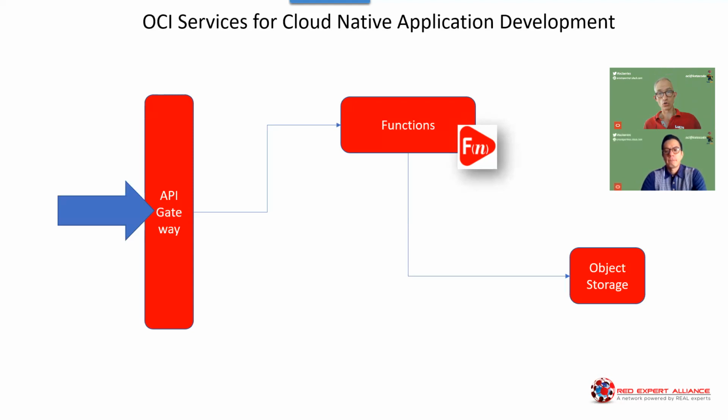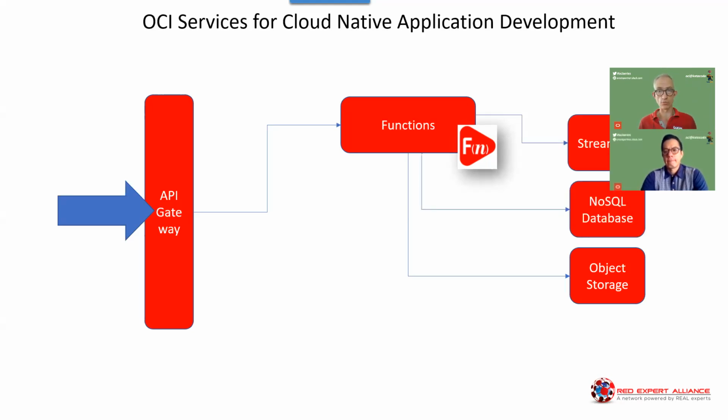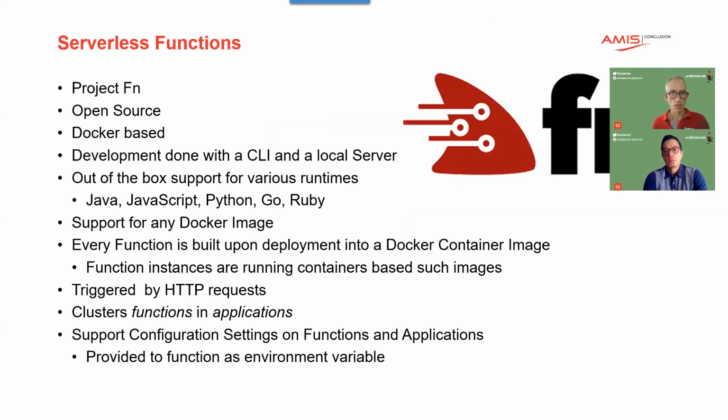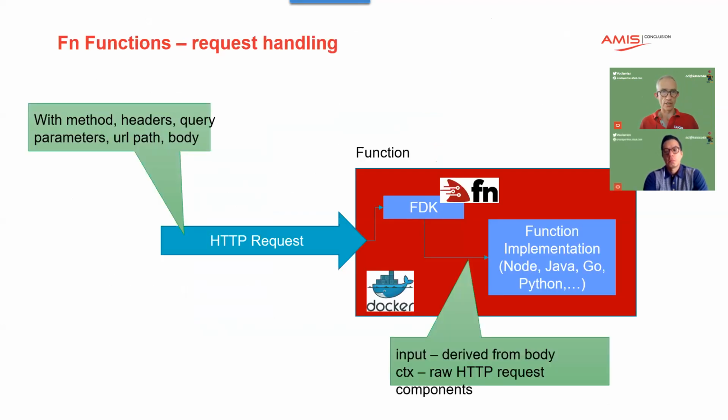Next week, we'll connect the functions to object storage, to the NoSQL database, and to streams, both to publish events and to consume events. So that part on the right side, that's for next week. Today, we focus on Project FN, functions on OCI, and API gateway on OCI. So this is maybe a bit much, this slide. Maybe I can better go to this slide.